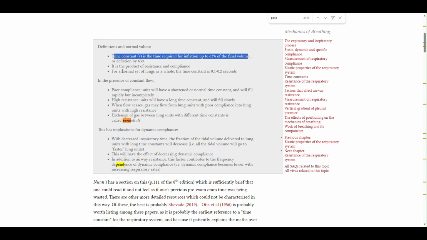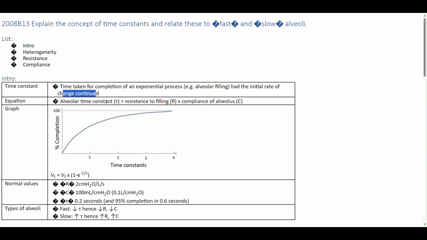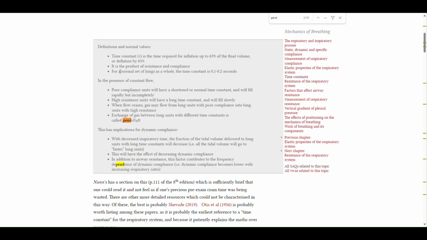So that's the definition. Now it's a product of resistance and compliance. So what does that mean? That means in your answer, you can say alveolar time constant, T or TAR, equals resistance to filling, R, times compliance of alveoli. Okay, so that's the equation that we're going by. Now for a normal set of lungs, it's good to know that it's about 0.1 or 0.2 seconds. So that's the alveoli filling and deflating.